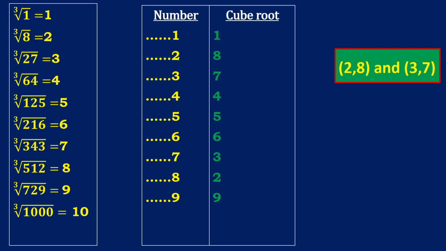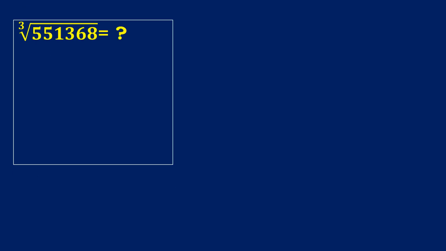If a number ends with 3, the cube root ends with 7. Likewise, if a number ends with 7, the cube root ends with 3. Then, 3 and 7 are interchangeable. Let's look at some examples to understand the cube root concept.